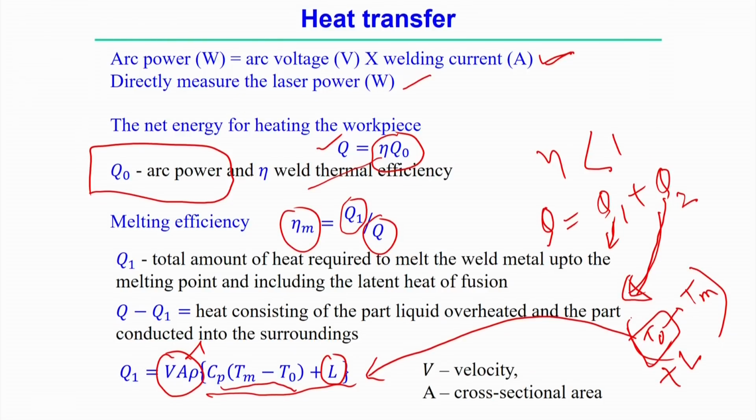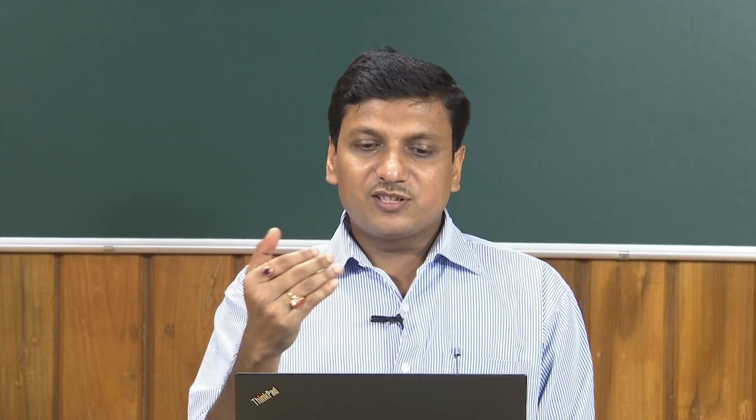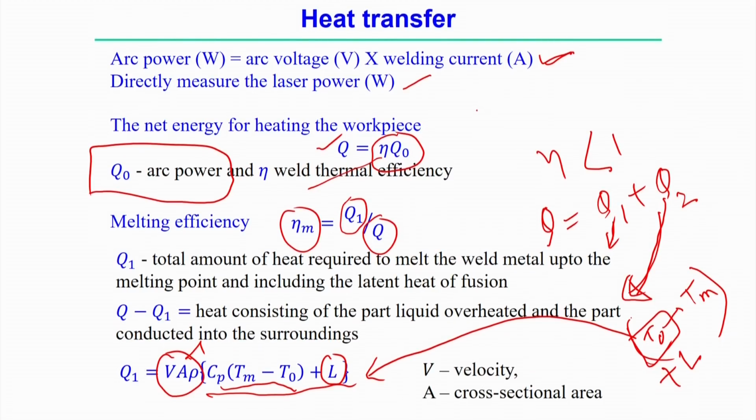So, in this simplified way, we can separate out the different amounts of energy utilized for different purposes, and based on that we can define different efficiencies. For example, we can define the weld thermal efficiency, and we can also define the melting efficiency in these two ways. Overall, the actual heat supplied is Q, and the arc power is Q0.